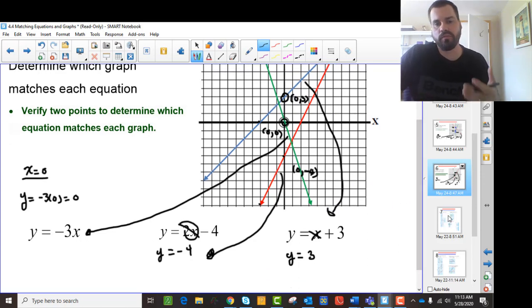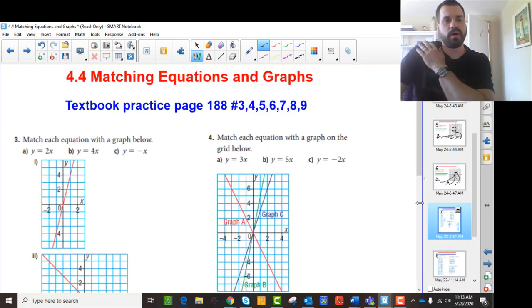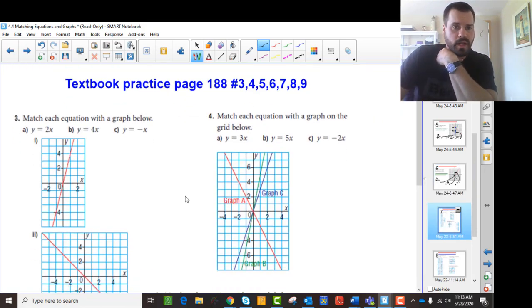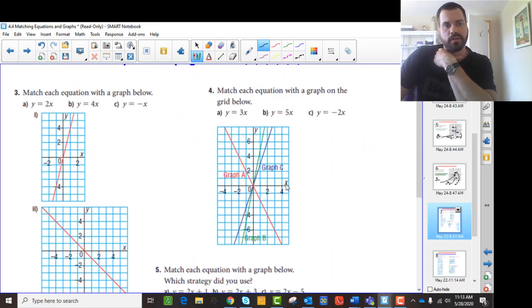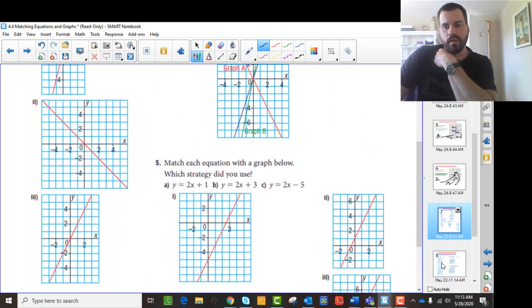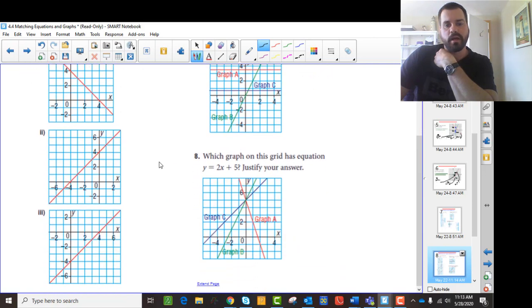It's a relatively straightforward setup. And there are some questions in your textbook that I will leave for you to practice. Okay? And you can pause the video if you want to and just look at them. But there's 2 pages of practice there for you.